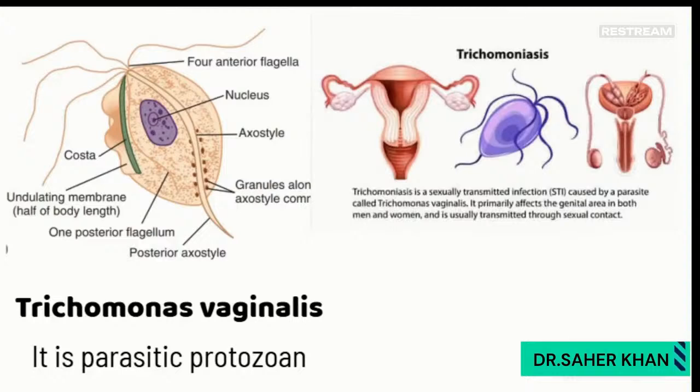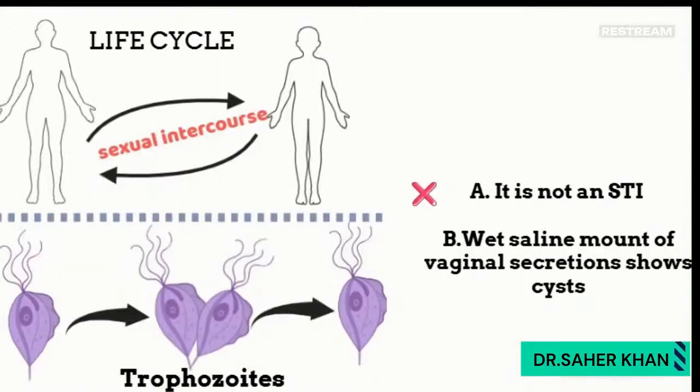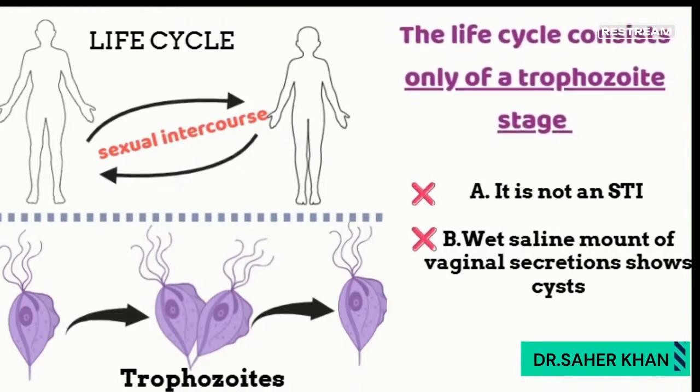So the option 1, it is not an STI. This statement is absolutely incorrect because Trichomonas vaginalis is transmitted through sexual contact. Then the second option, secretions show cysts. Again, this option is absolutely wrong because Trichomonas vaginalis does not have a cystic stage. It only exists in a trophozoite stage.